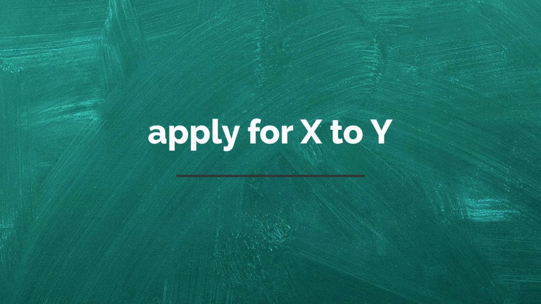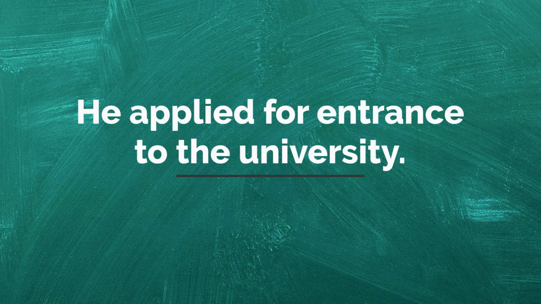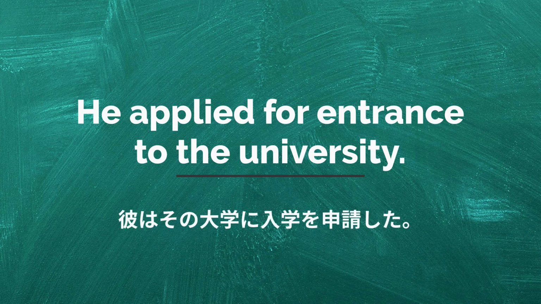Apply for X to Y. X を Y に申請する。 Apply for X to Y. He applied for entrance to the university. 彼はその大学に入学を申請した。 He applied for entrance to the university.